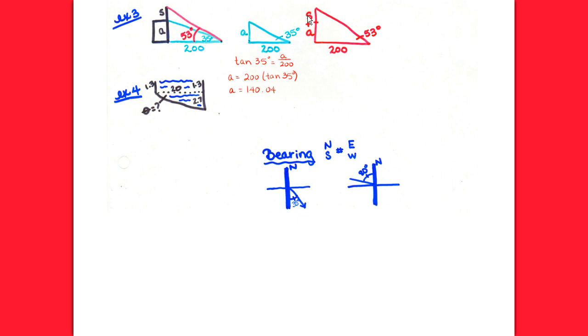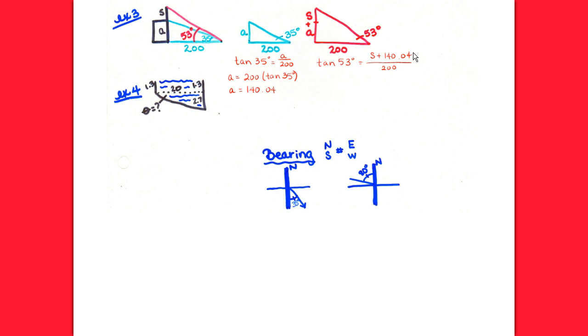So I'm going to set this up again, exact same way we did a second ago. I'm going to use tangent of the angle is equal to opposite, which is S plus A, over adjacent, which is 200. So S plus A over 200, and I can go ahead and put what we just found for A, 140.04. So tangent was opposite over adjacent, S plus A over 200. We already found A was 140.04, so let's go ahead and put that in.